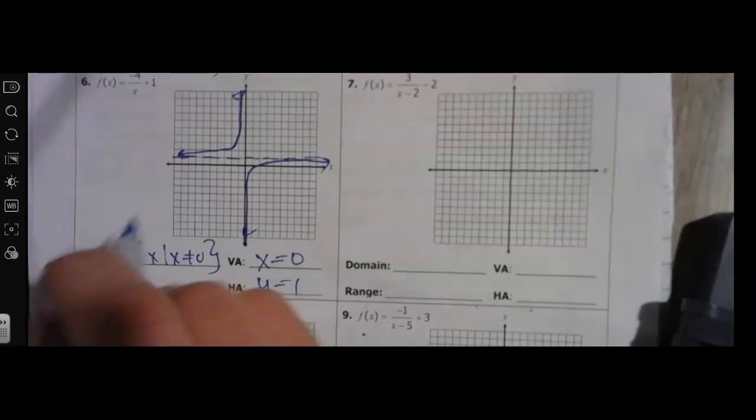Sorry about that. I restate that. So the domain could be anything except x equals 0 right here. Range is going to be all y except y can equal 1. All y such that y does not equal 1.